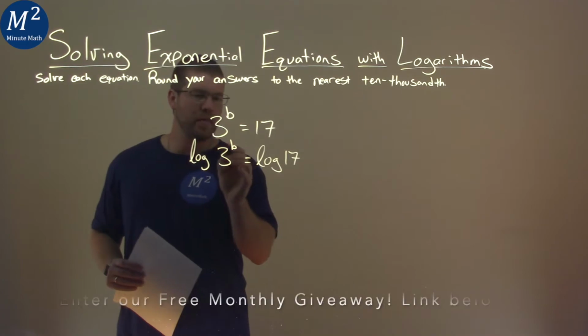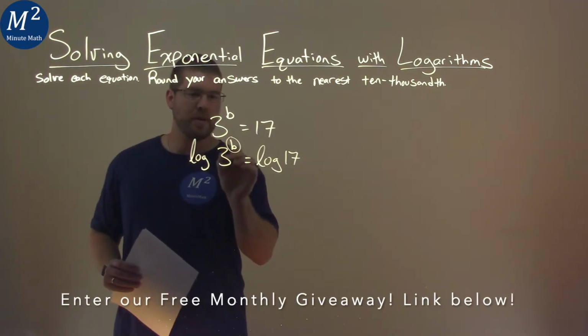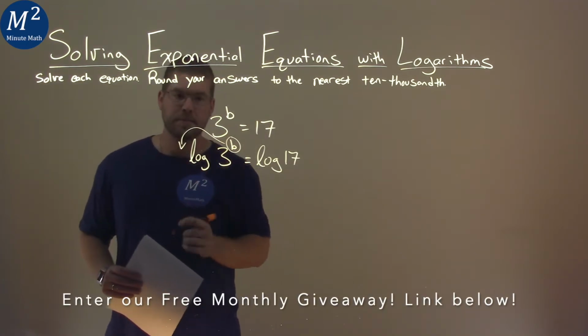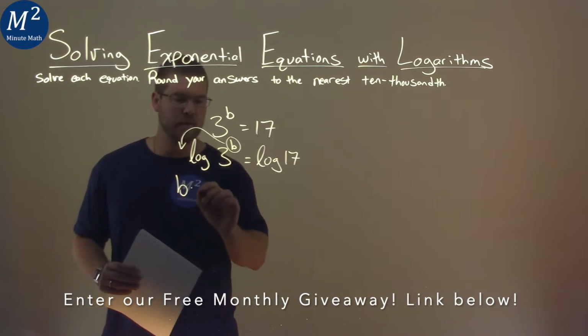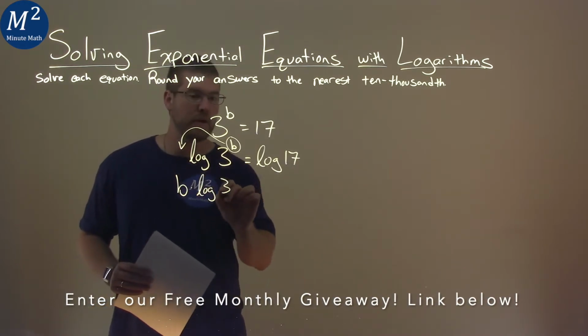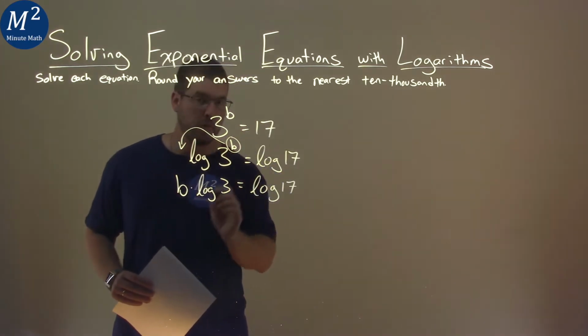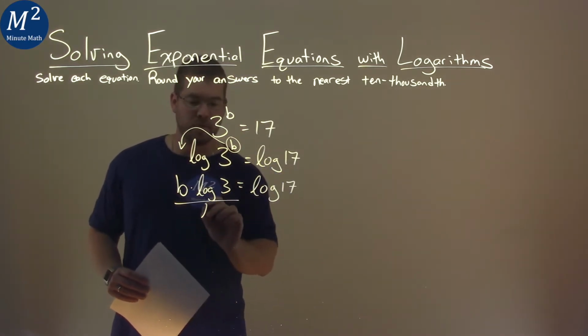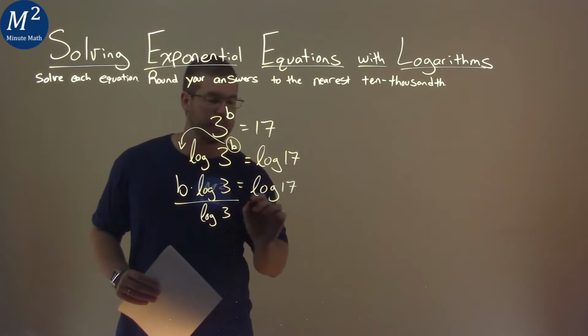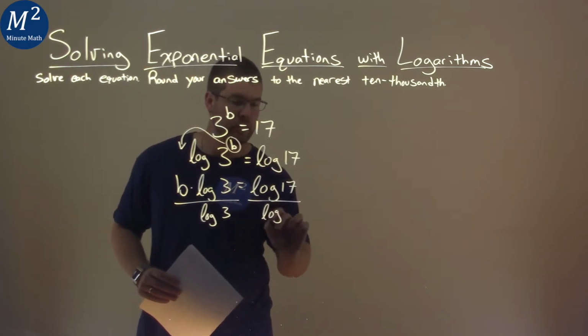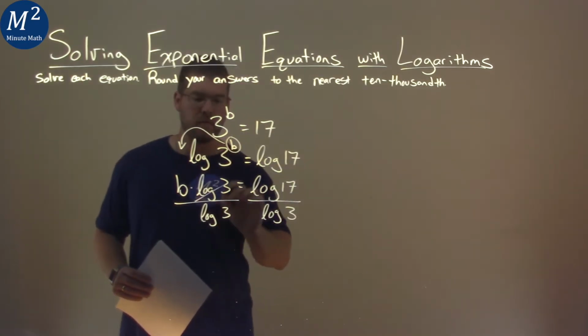When we do that, this exponent right here, that b, can come out front. So we're left with b times the log of 3 is equal to the log of 17. From there, to get b by itself, we divide both sides by the log of 3. As such, the 3's cancel.